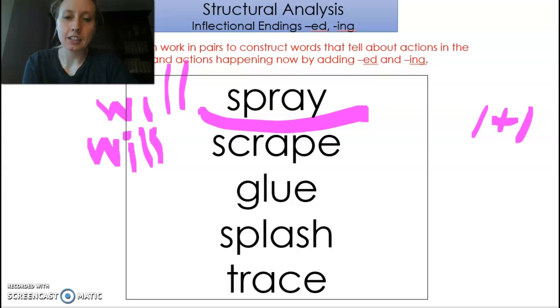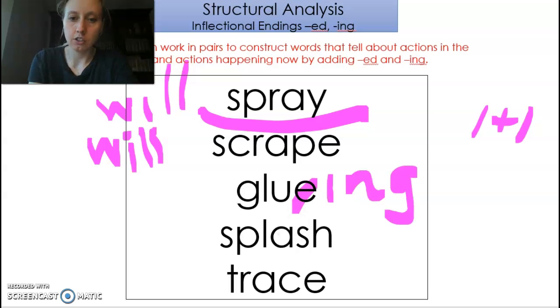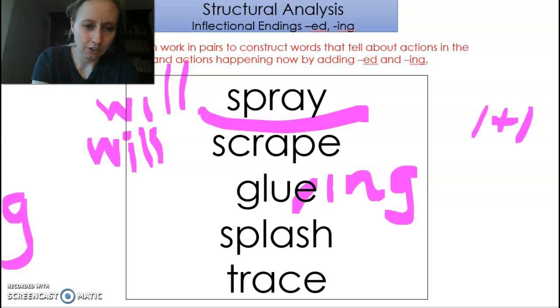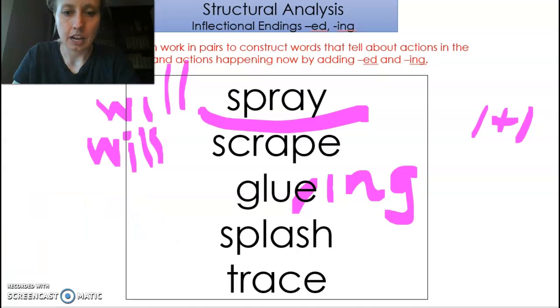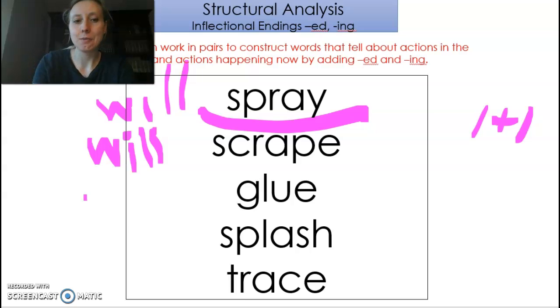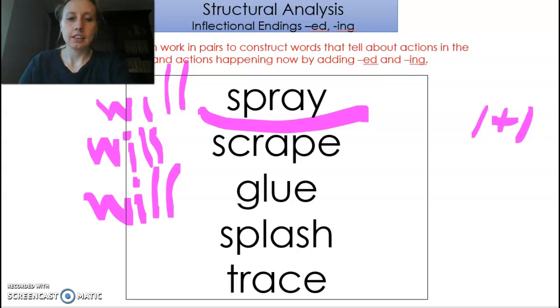Okay, in the past, glued, happening right now, cross off the e, add ing, gluing. Glue. Sometimes I have to write it down, gluing. It doesn't look quite right. One second. Spell gluing. Oh, yeah, that's right. It just looked different. So that is gluing. That's happening right now. Now let's do the future. So what would we do for the future? That's right. Will glue.